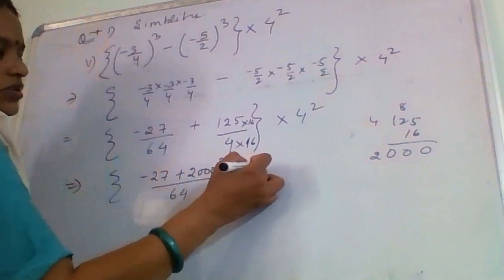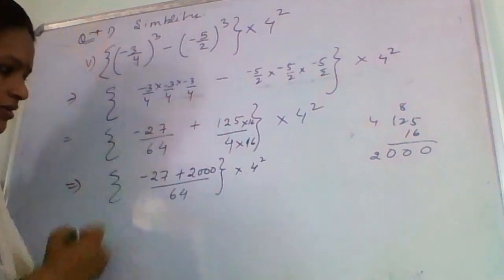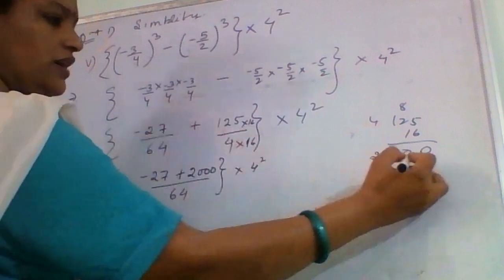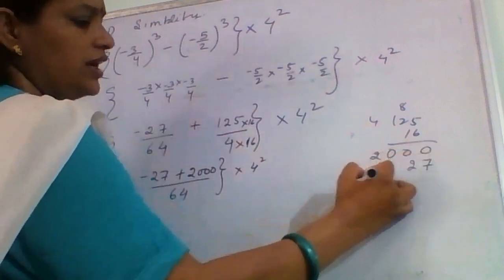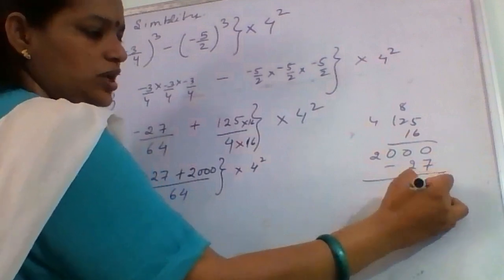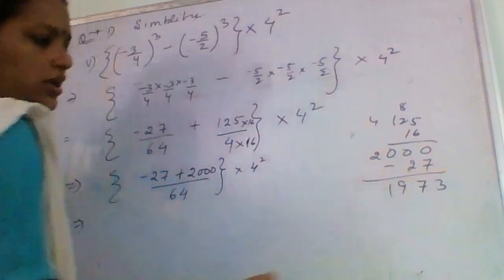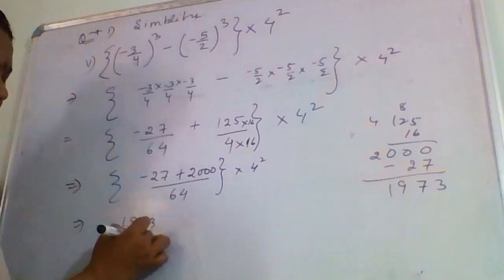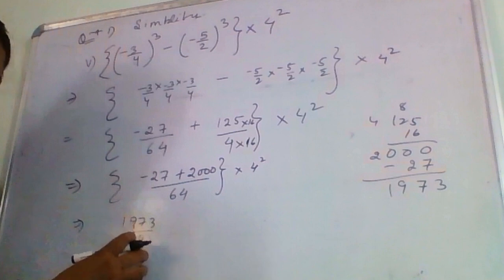2000 into 4 square. So again in the next step, this is negative, this is positive. I will subtract from here. 10 minus 7 is 3, 9 minus 2 is 7, 9 minus 1... So 1973 divided by 64. Now the bracket part is simplified.